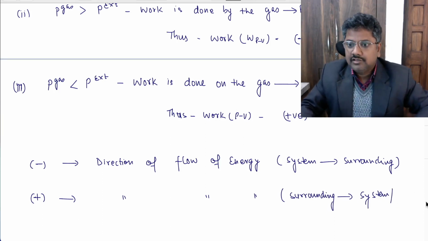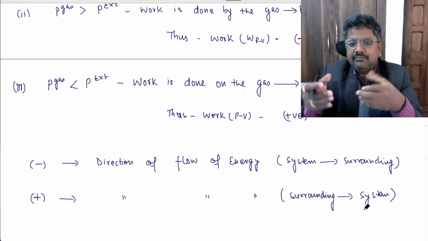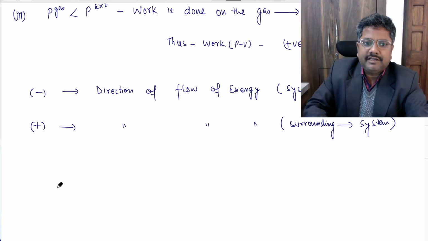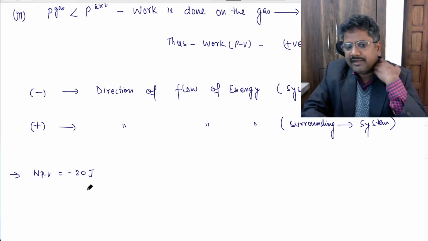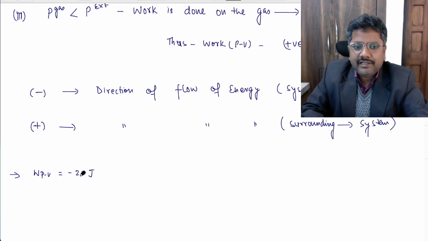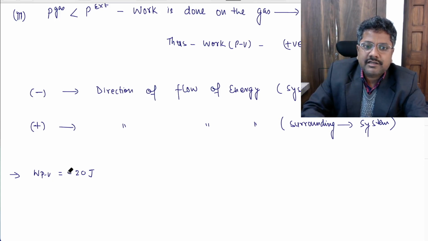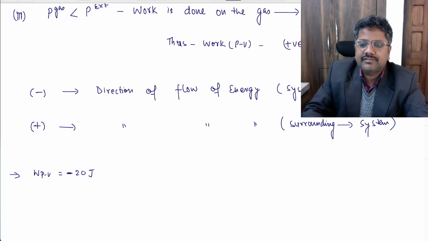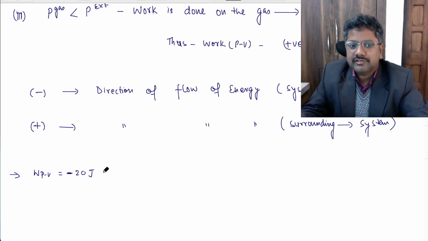Right? So whenever you find any sign with any symbol, suppose that I have written here W PV is equal to minus 20 joule. So how to interpret this? You can interpret that 20 joule energy is involved in this PV work, but this energy is released from system to surrounding. See, directional flow of system to surrounding means this energy is removed from system to surrounding, right?